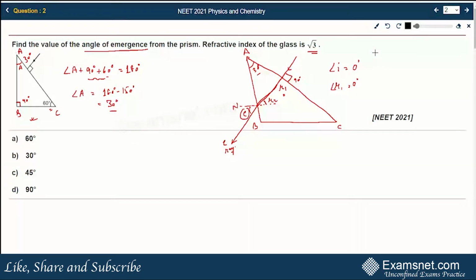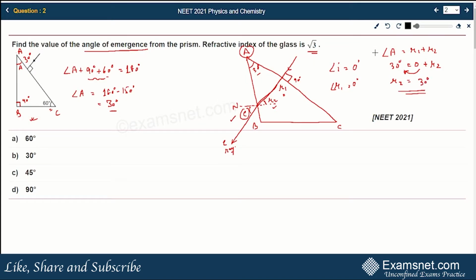So first we'll find out the value of R2 and then we'll find out the value of angle of emergence. If you know the property of a prism, you would know that angle of the prism, that is angle A here. Why? Because the rays are passing through two surfaces, AC and AB. So the angle between AC and AB is angle A, that is 30 degree, and it will be equal to R1 plus R2. Here R1 is 0 plus R2 is unknown. So R2 will be 30 degree minus 0 degree and it will come out to be 30 degree. So R2 is also 30 degree here.